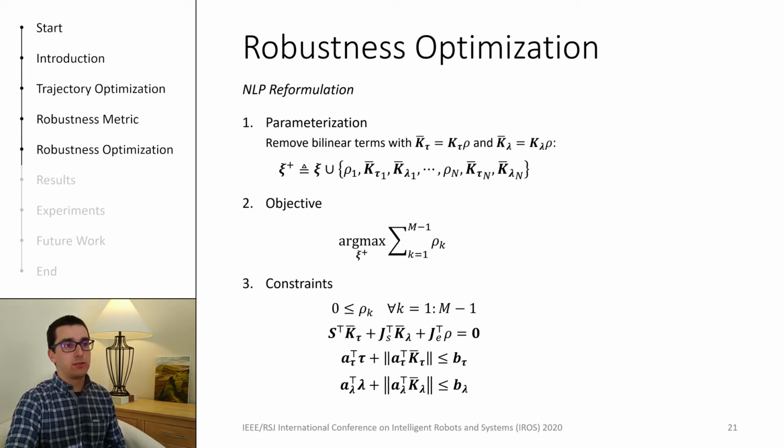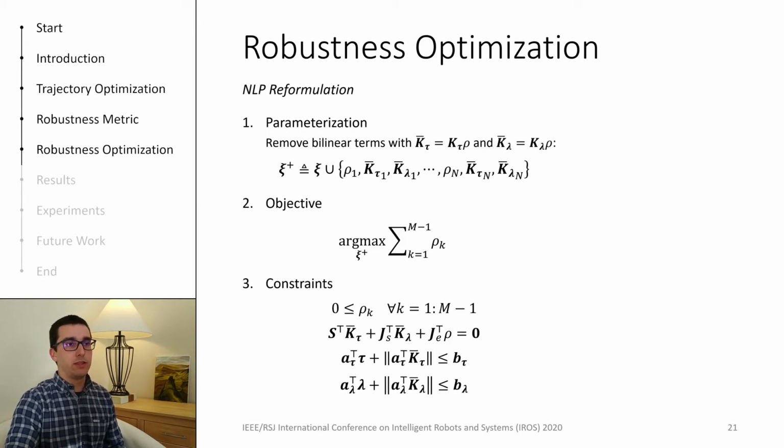To maximize robustness, we simply need to define an objective function that maximizes the sum of all the rows. Finally, we need to add some extra constraints, the ones from the previous slide. And we also need to limit ρ to be greater or equal than 0, because the magnitude of a force can only be greater or equal than 0. This new version of the problem is mathematically correct, but unfortunately it is quite complex to solve due to the extreme nonlinearity of the constraints on the matrices K tau and K lambda.